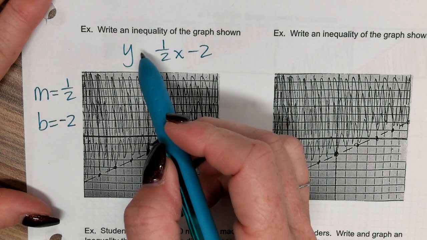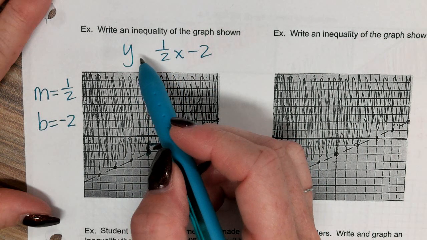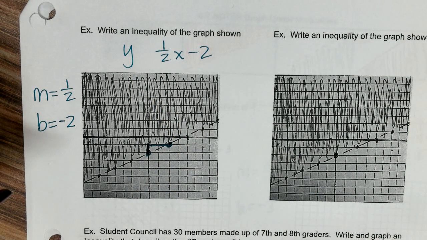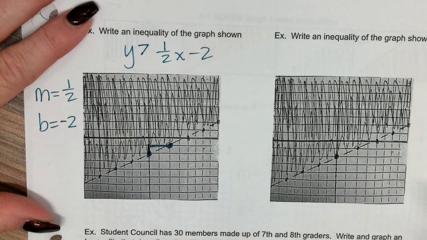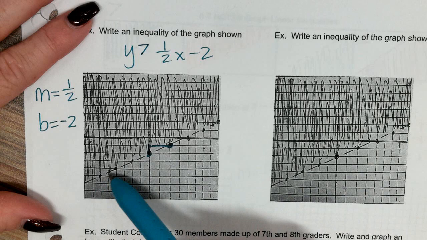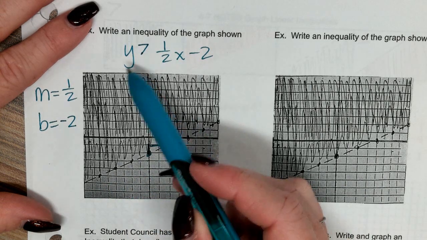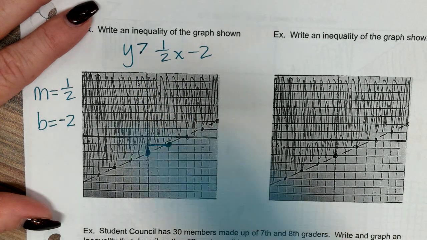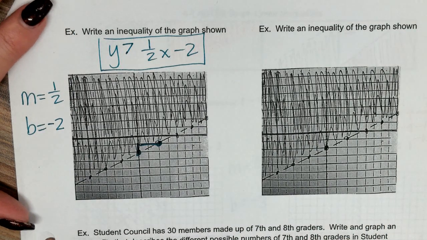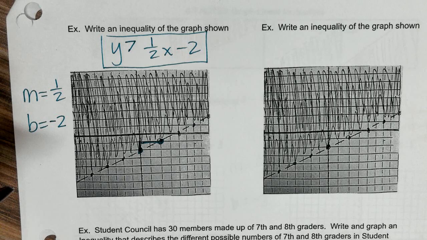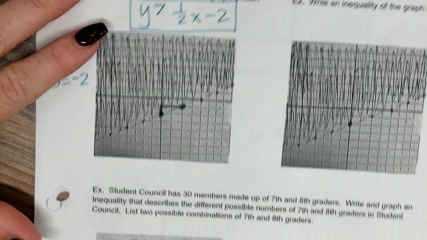So now I have to figure out the sign. Which way is it shaded? Up to the sun. So this is greater than. Do I put an or equal to sign? Is it solid or dashed? So it's not going to get an or equal to sign. That is my answer. Questions? Okay, let's go do this last one.